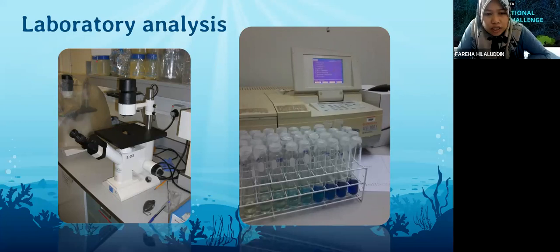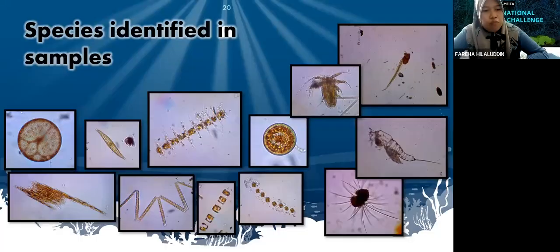So for nutrient analysis, phosphate, nitrates, nitrogens, and silicates, we read using this machine, a spectrophotometer. So these are some species that were found in this system. So you can see here phytoplankton and zooplankton.